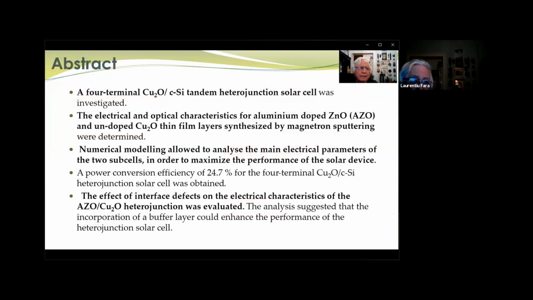Here is presented the abstract of the article.